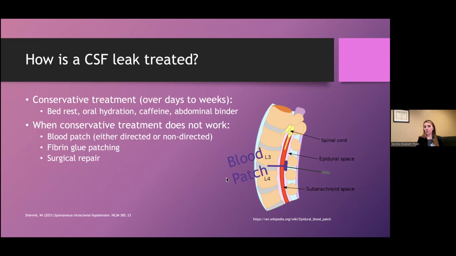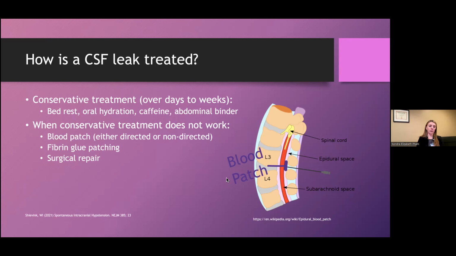And then if those don't work, the gold standard would be a blood patch. This can be done either in a non-directed or a directed fashion. Basically, if there's compelling enough evidence that there is a leak and we can't find it, you can go ahead and do a blood patch with a large volume to try and close a leak that may be somewhere, but you don't know where it is. And basically, blood is collected from somewhere else in your body.